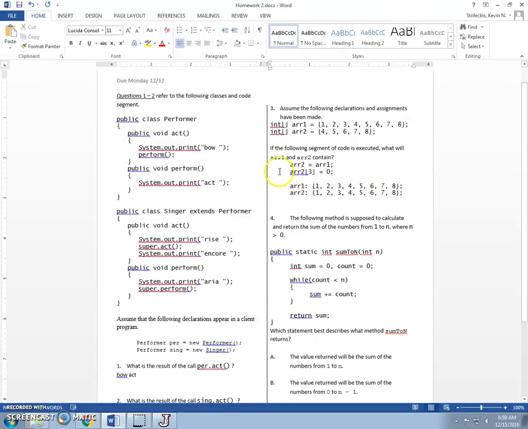Firstly, I'm going to change something I did up here. Array 2 equals array 1 doesn't really make it do this, it makes it do this. It makes it equal not just the values, but the actual reference, the place in memory.